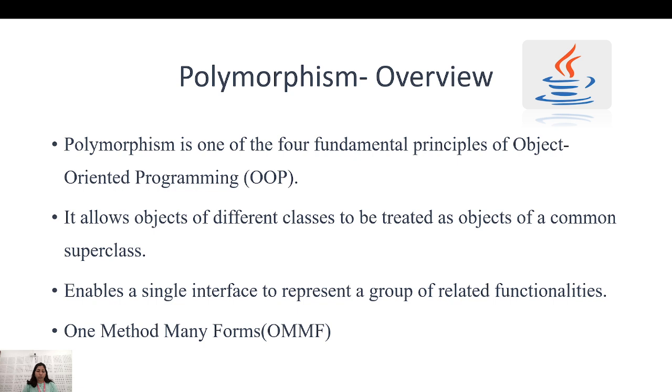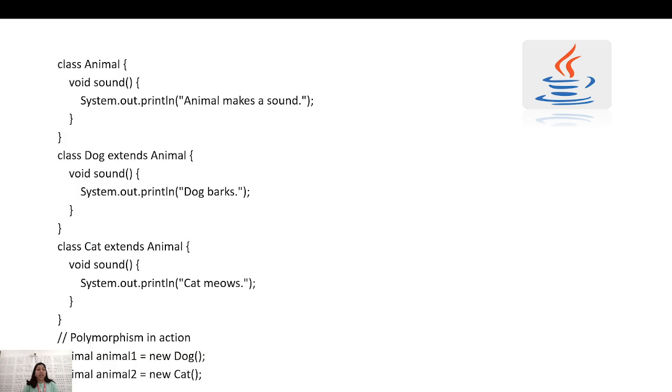Polymorphism, in short, we can call it one method, many forms. What does that mean? It allows the objects of different classes to be treated as the objects of a common superclass, and it enables a single interface to represent a group of related functionality. That means a function can act in different forms for different classes or different objects. That is called polymorphism. Let's see it using an example.